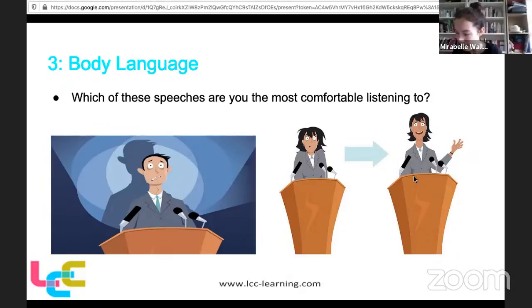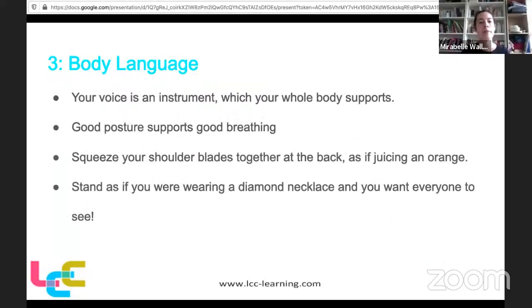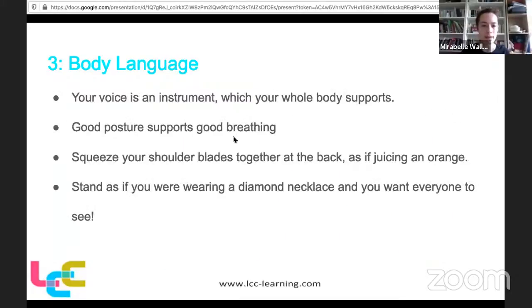Great. Okay. So remember that your voice is an instrument which your whole body supports. Good posture supports good breathing. So it's really important to remember to stand well, like this lady here on the right. And little ways that we can remember how to do that.